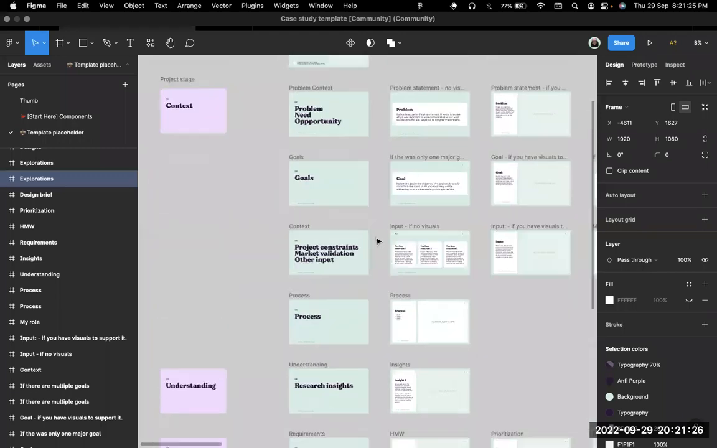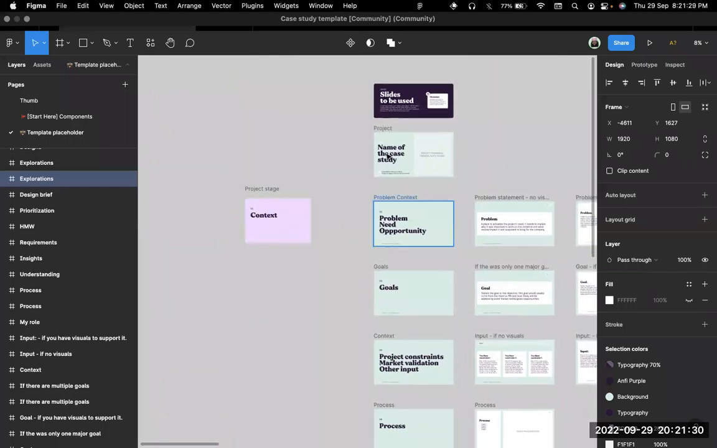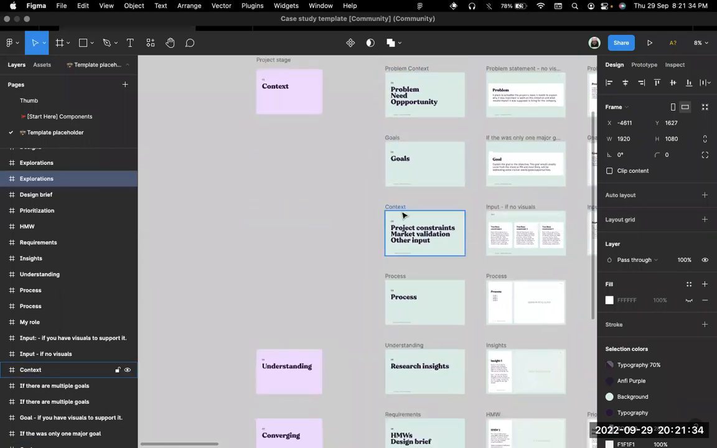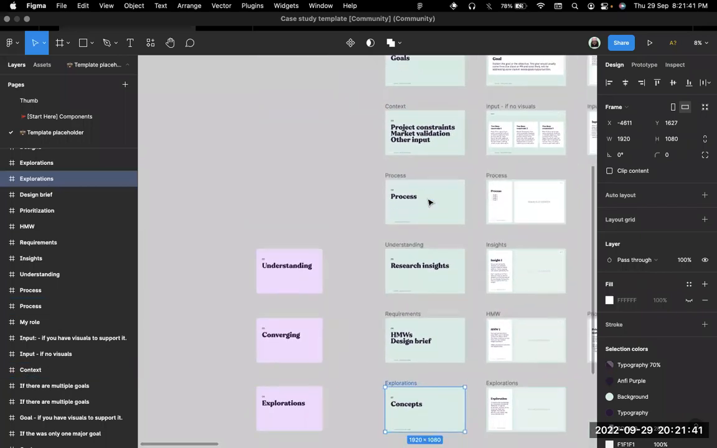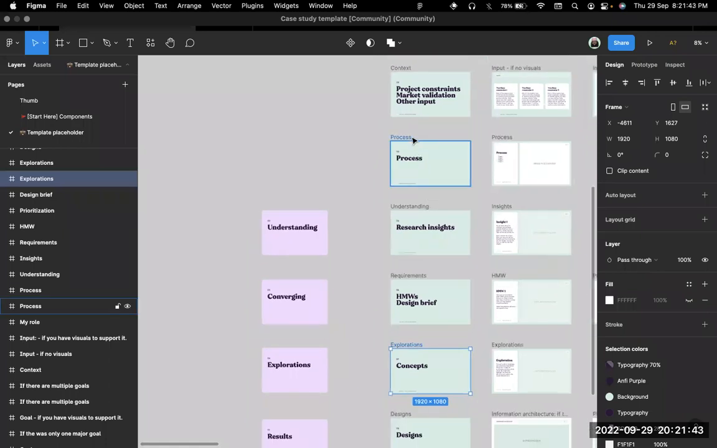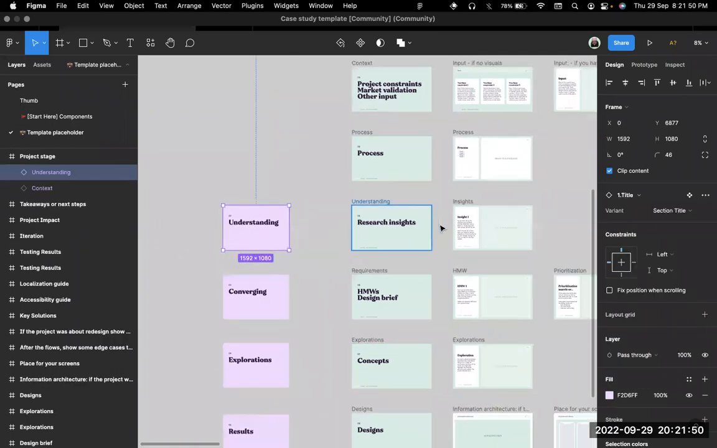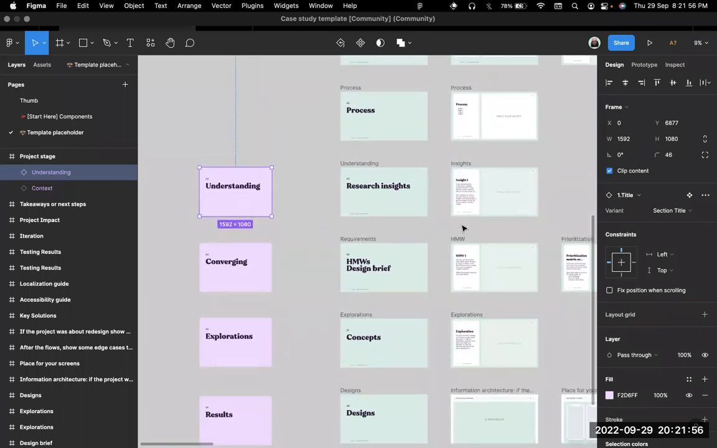So let's take this again. Let's just look at it from this angle. First, you have the context, and your context is a combination of both the problem context, the goal, the major project context as regards the constraints, the validation, market validation, and the other inputs you get along the line, the process, right? And then you get down to understanding. Understanding means you are actually checking for your research insights, which is basically referring to some of the observations, right? Some of the observations, what you've figured out.